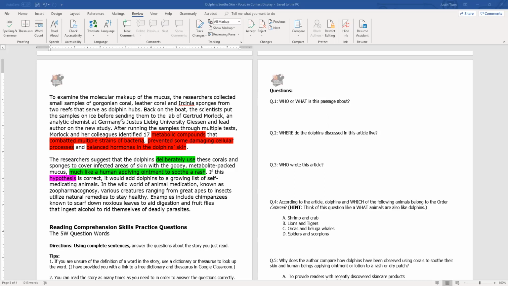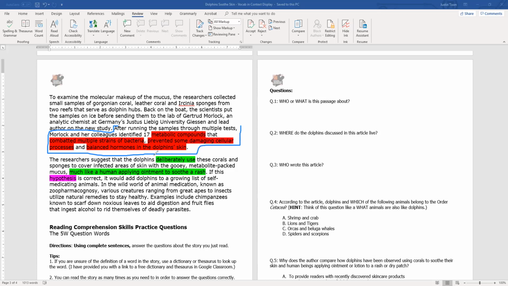But with this sentence too, it's very difficult to come to an understanding of what some of these words mean in the context, right? Like metabolic compounds, what does that mean? Multiple strains of bacteria, okay, multiple meaning a lot, strains, different kinds, prevented some damaging cellular processes. I mean, you have to slow down and really examine the word sometimes, and that's okay. Again, remember, vocabulary and context is about coming to a general feel, an understanding of what the passage is about.